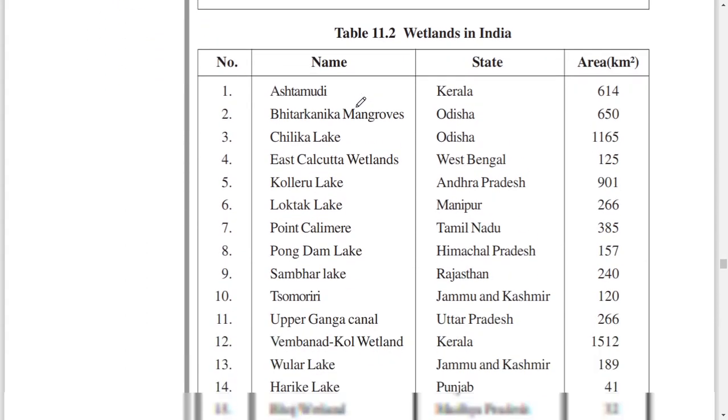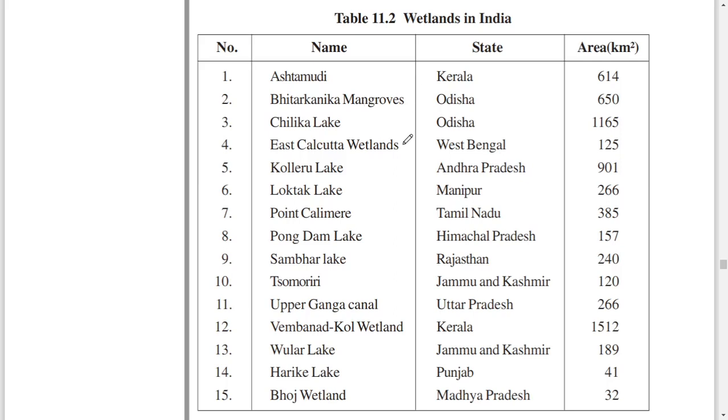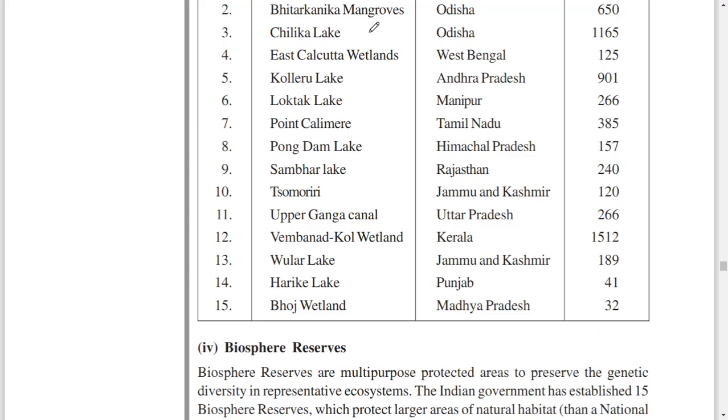These are some Ramsar sites in India. Bhitarkanika mangroves, Odisha. Chilika Lake, Odisha. Recently Hirakud Reservoir, Ansupa Lake, then Satkosia Gorge also included. Chilika Lake, Odisha. East Kolkata, West Bengal. Kolleru, Andhra Pradesh. Loktak, Manipur. It has the only floating national park.